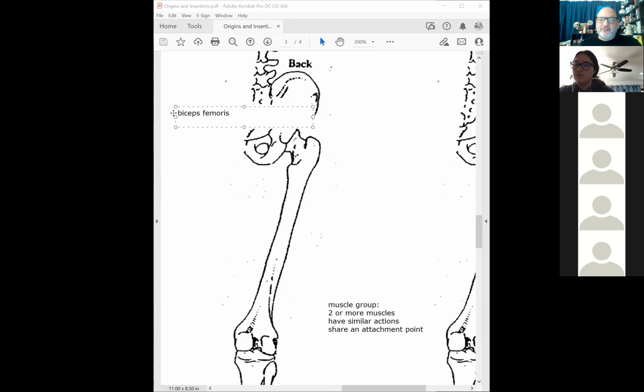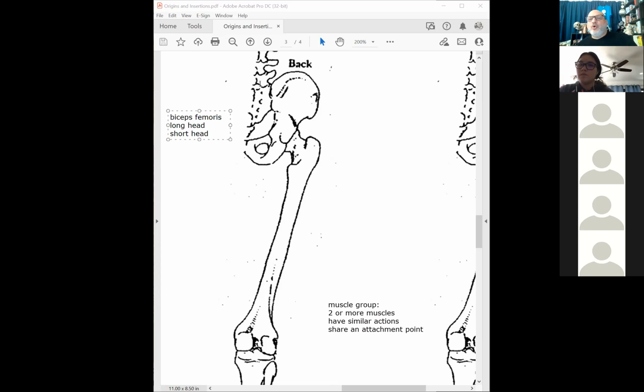How many bellies does the biceps femoris have? Two. And what are they? The long and short head. Long head, short head. Kind of sounds very similar to what we saw in the biceps brachii. Right? Biceps brachii has a long head and a short head. But really, that's the only thing that they share in common. Remember, in our biceps brachii, the two bellies were side by side. But let's see where the bellies are here.